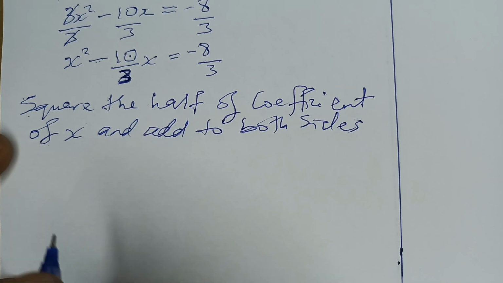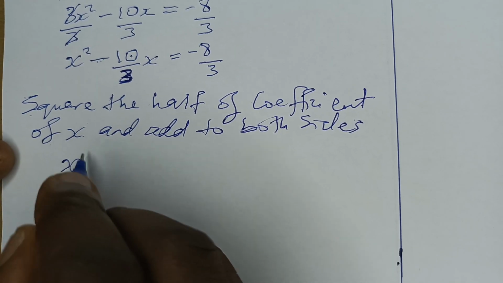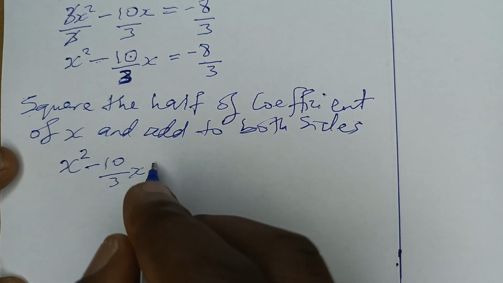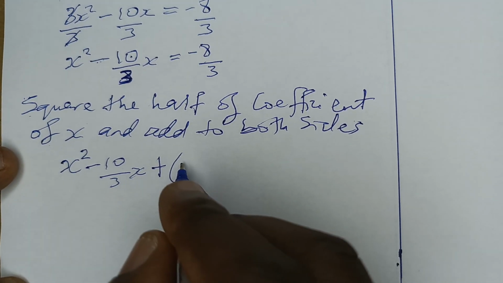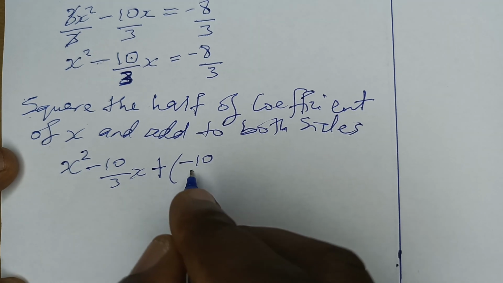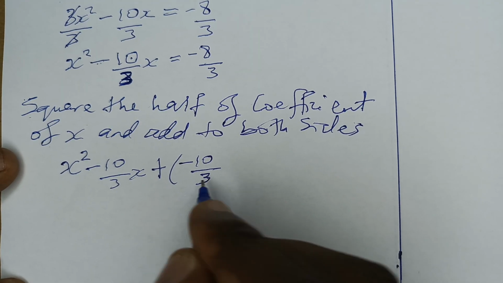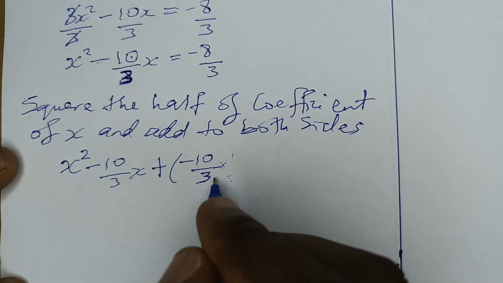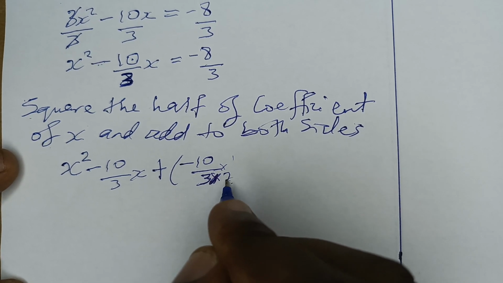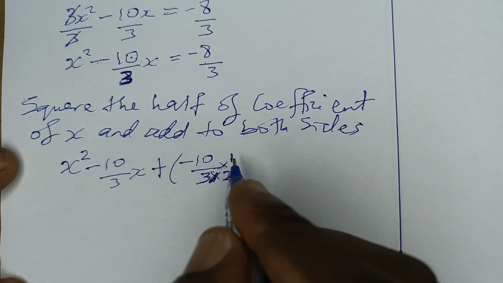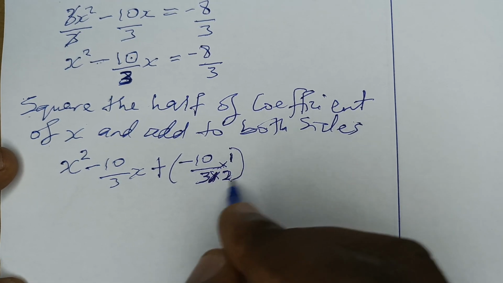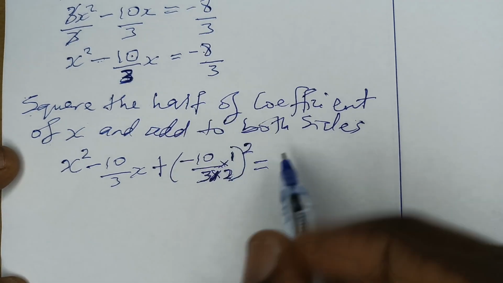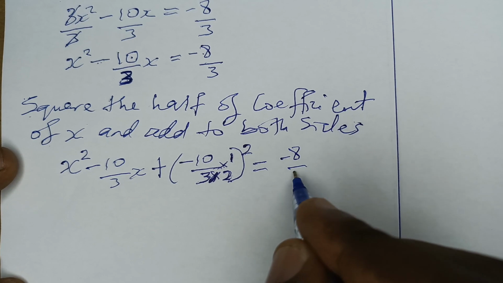So therefore we have x squared minus 10 over 3 x as usual. We are now to add half of minus 10 over 3. Half means times 1 over 2, so this will multiply by 2 at the end of the day, and this times 1. We now square that. After that, is equal to, as usual, minus 8 over 3 at this side.